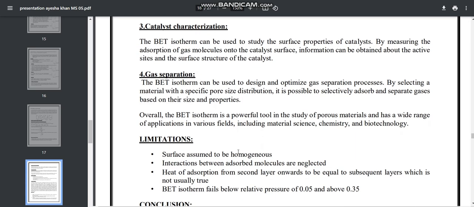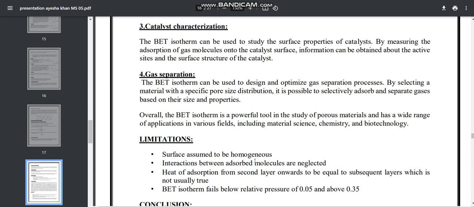The next one is gas separation. BET isotherm is also used to design and optimize the gas separation process by selecting a material with specific pore size distribution. It is possible to selectively adsorb and separate the gases based on their size and properties. Overall, BET is a powerful tool in the study of porous materials and has a wide range of applications in various fields, including material science, chemistry, and biotechnology.